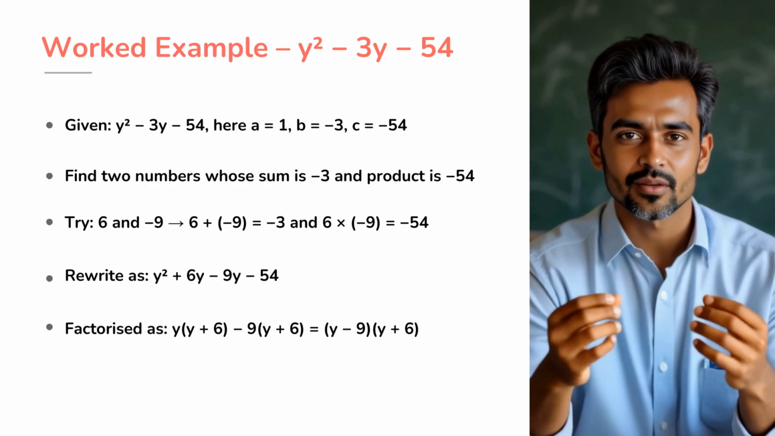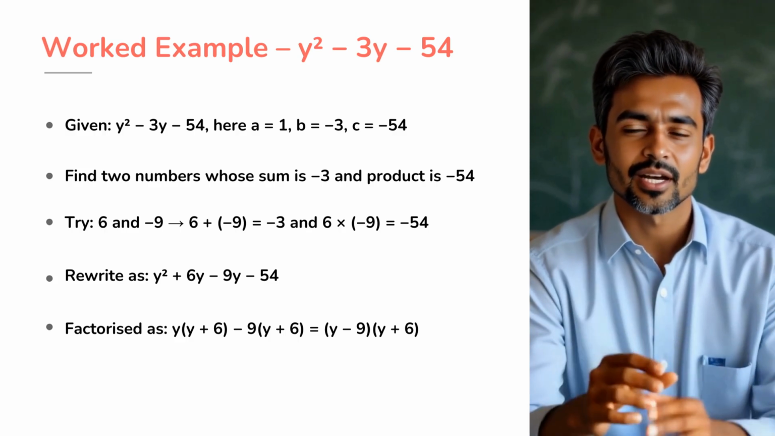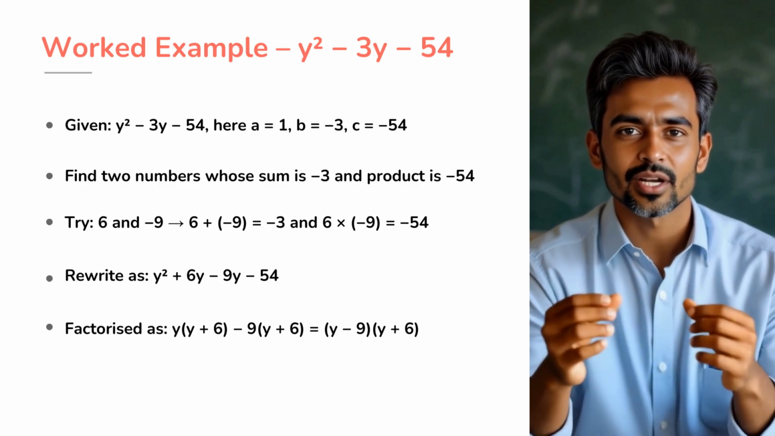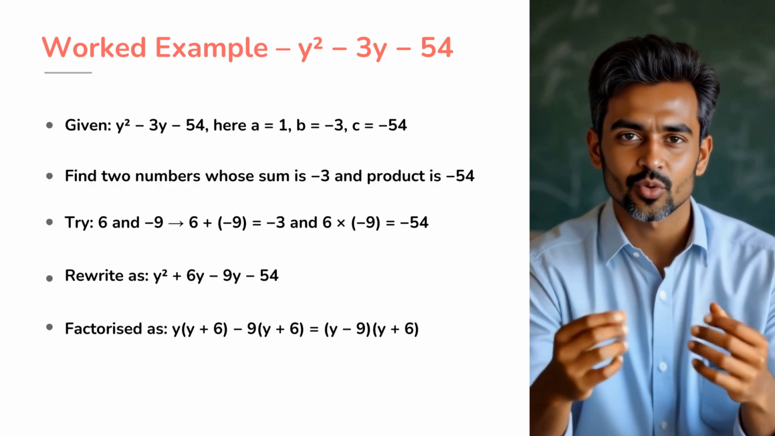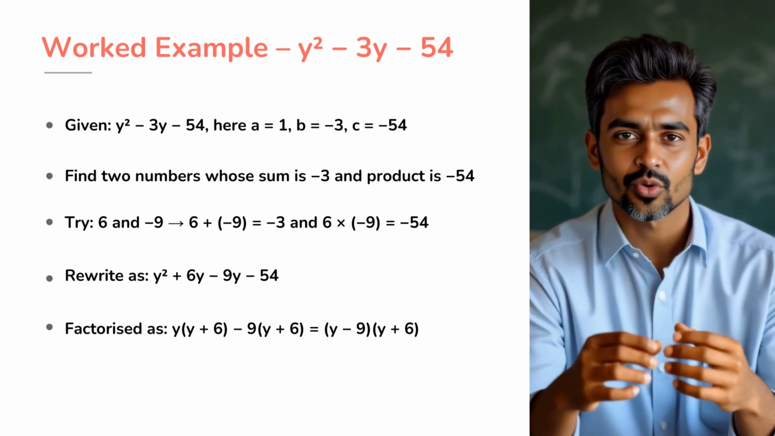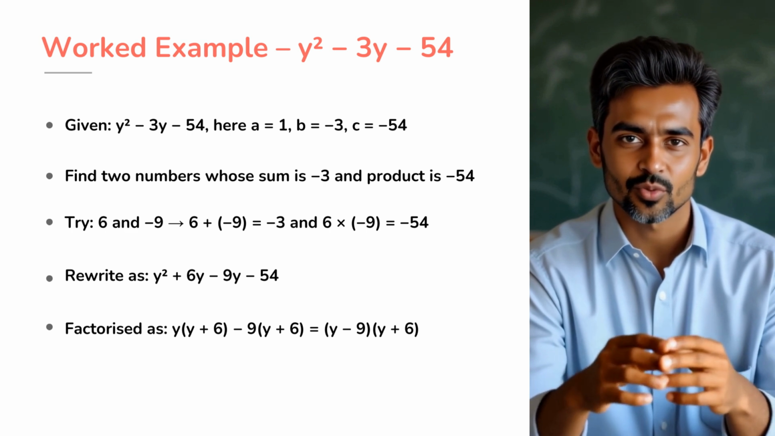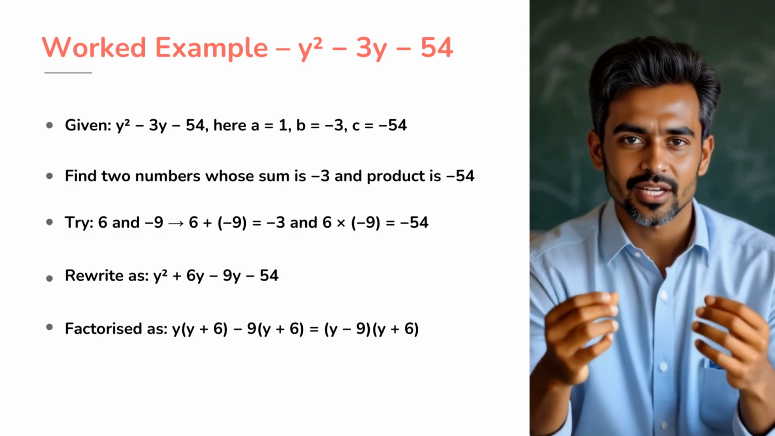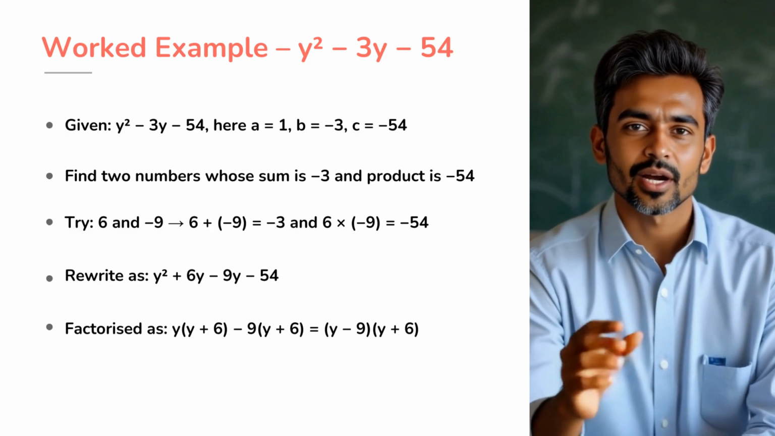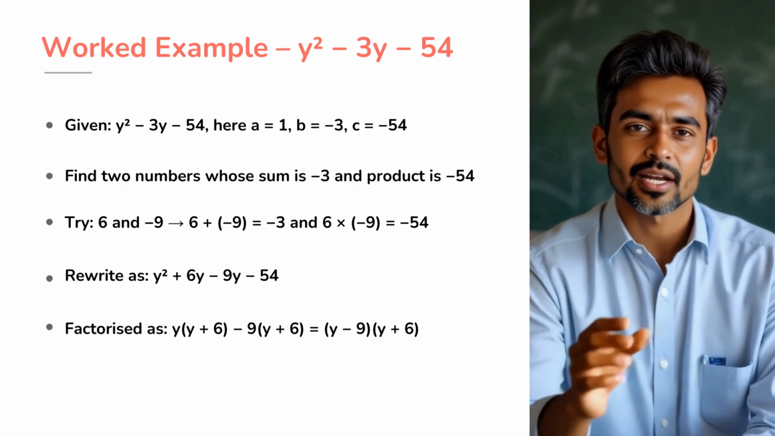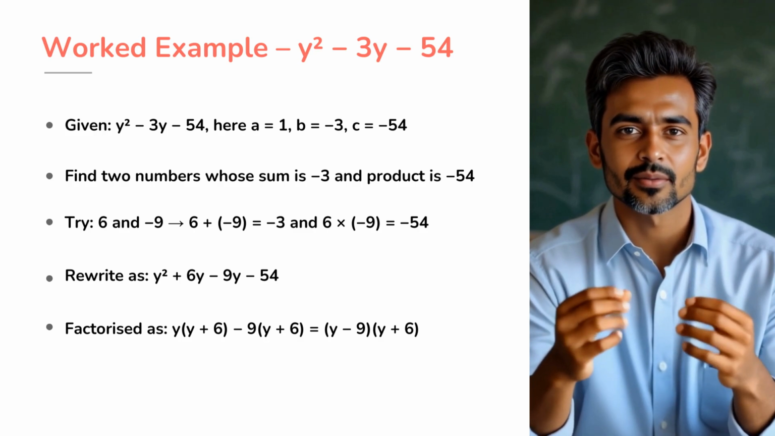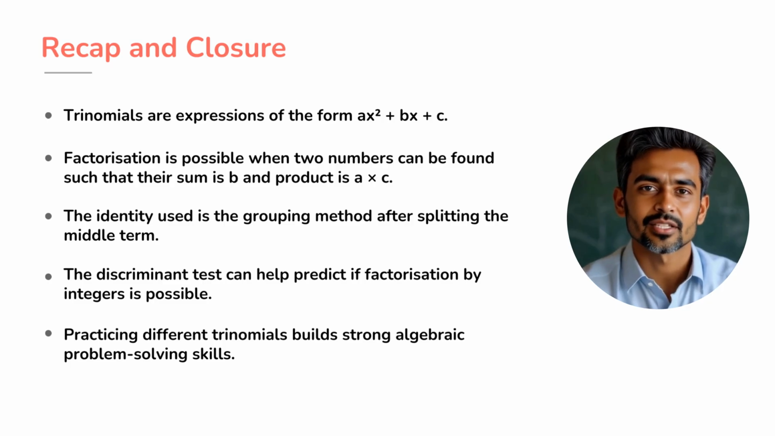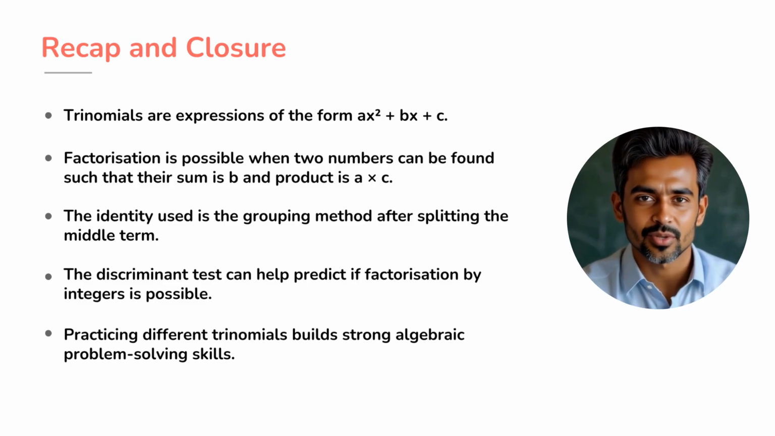Split the middle term: y squared plus 6y minus 9y minus 54. Group terms: open bracket y squared plus 6y close bracket minus open bracket 9y plus 54 close bracket. Factor y into bracket y plus 6, minus 9 into bracket y plus 6. Final factorized form: open bracket y plus 6 close bracket into open bracket y minus 9 close bracket. Again, perfect factorization.